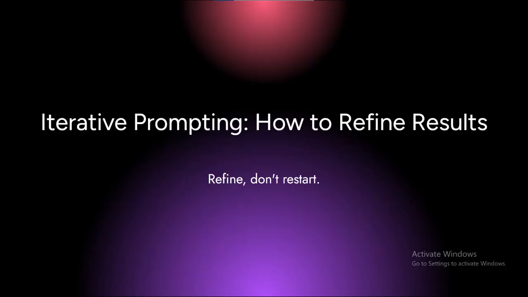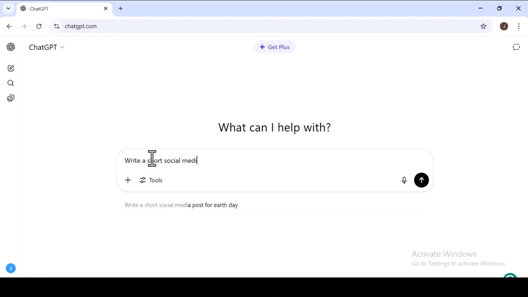Iterative prompting means having a conversation with the AI. You give it an initial prompt, review its response, and then provide follow up instructions to guide it closer to your ideal outcome. It's about refining, not restarting. Let's see this in action.